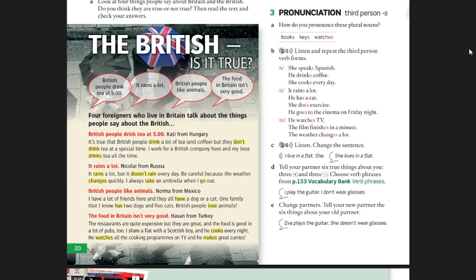Then you have to listen to the sentences and change them, okay? For example, I live in a flat. You have to use the subject she. So you are going to say she lives in a flat, okay? Activity D and E, we are going to do when I call you, okay?